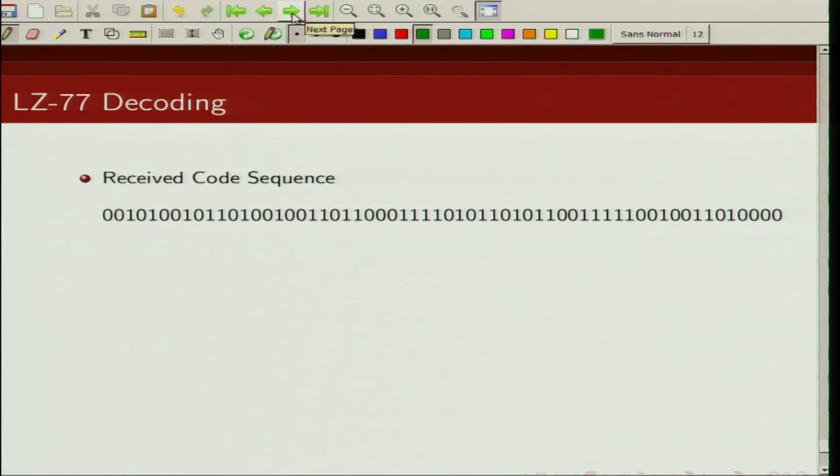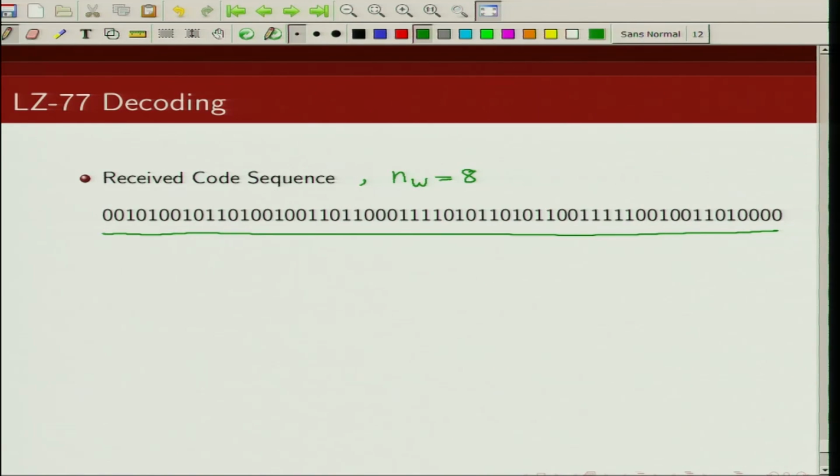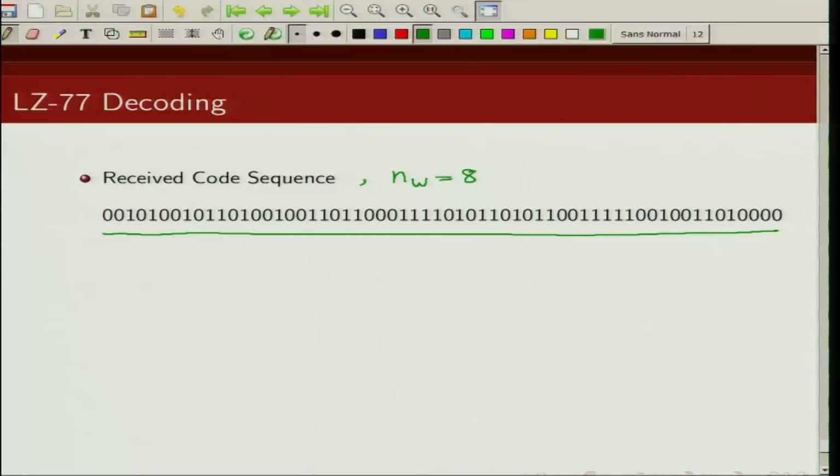So let us take an example to illustrate that. This is the received sequence that I have received. I am considering the same example. My NW is 8, which is known to both the encoder and decoder, that the size of this sliding window dictionary is 8. I am using comma-free encoding for these Li, and I am using a fixed number of bits to denote these Mi. So log of 8 was 3, so I am using 3 bits to denote Mi, and for Li I am using comma-free encoding.